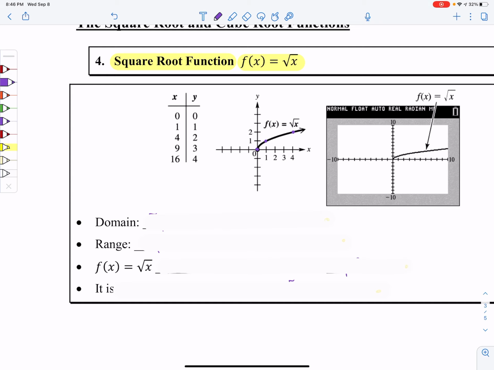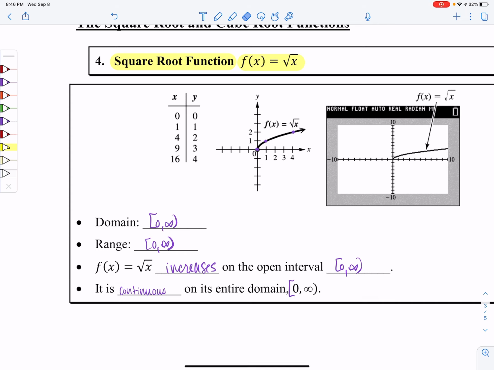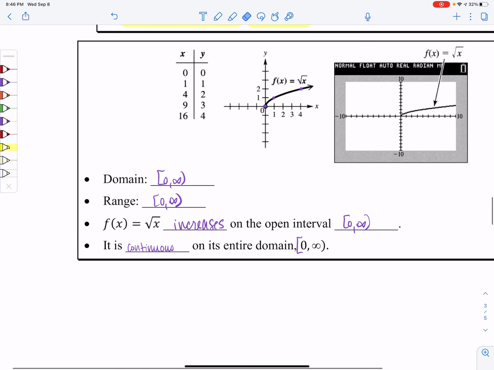My domain, notice it's starting at 0 and going all the way to the right to infinity. The range, the bottommost y value, is also 0, and it's going up to infinity. It's always increasing from 0 to infinity, and it's always going to be continuous on the entire domain. And I'm not sure if your notes were missing this or not, but on this domain here, my notes were missing a square bracket, so you want to make sure you put that in.